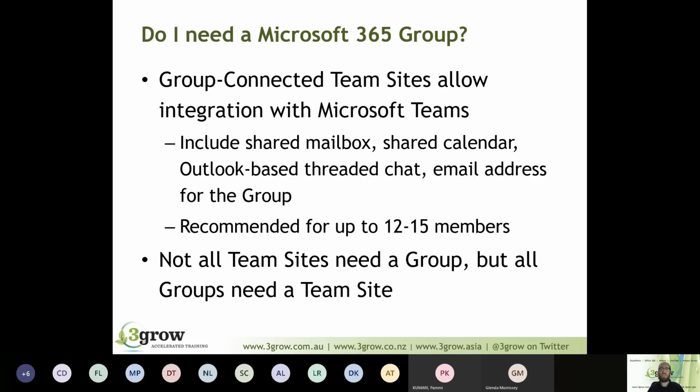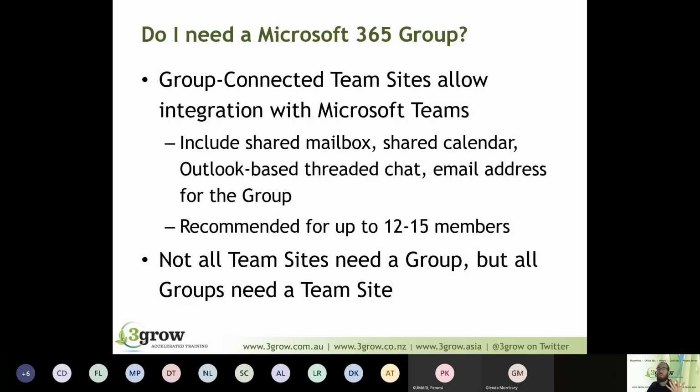So if you imagine that, I've seen people create Office 365 group connected sites for teams of 50 or 60 people. That means there's 50 or 60 people with access to that shared mailbox, that shared calendar, accessing or communicating via that kind of Outlook-based threaded chat. Now, in my opinion, that's going to be very messy with such a large number of people accessing that shared calendar, shared mailbox, and so on. So what I would generally suggest is that you have smaller group connected sites for sub teams within the larger team or department.